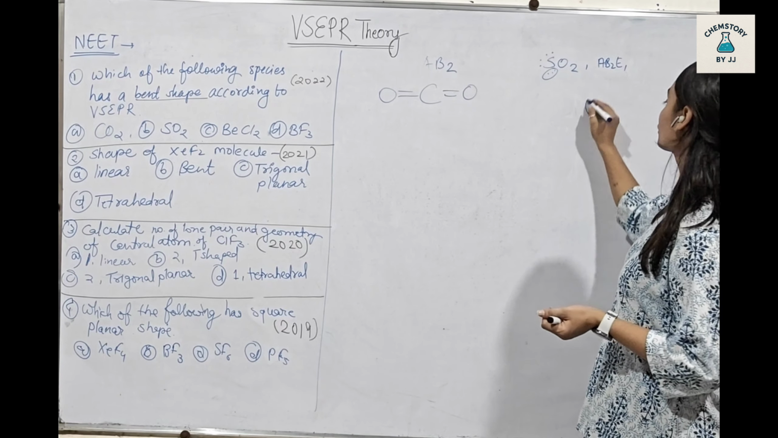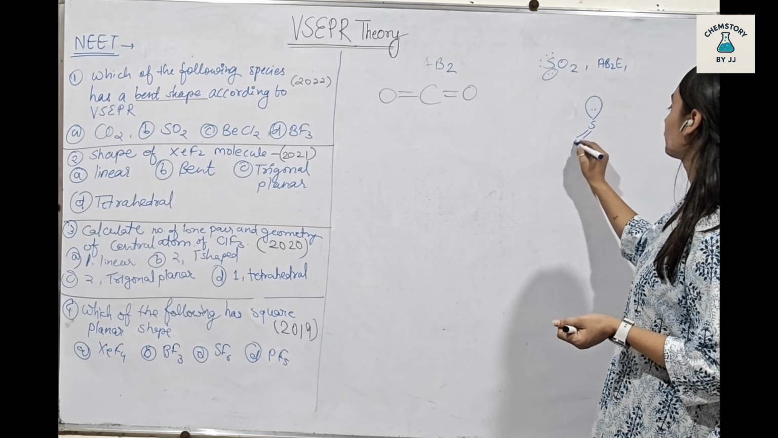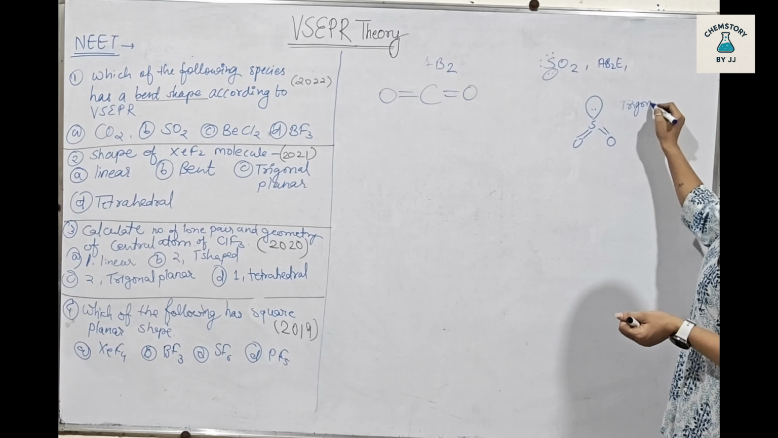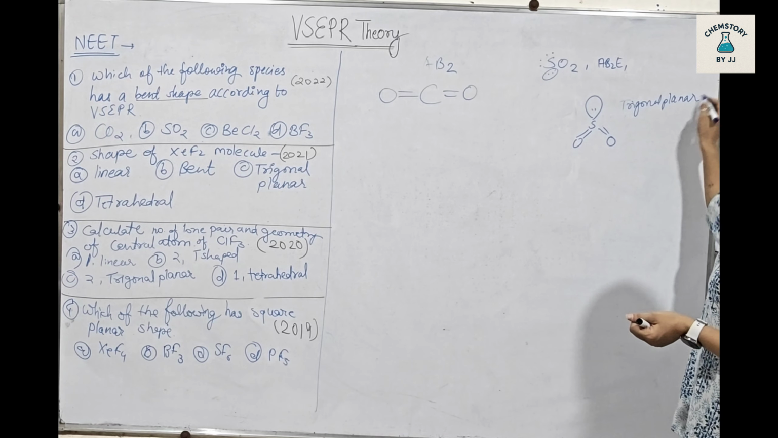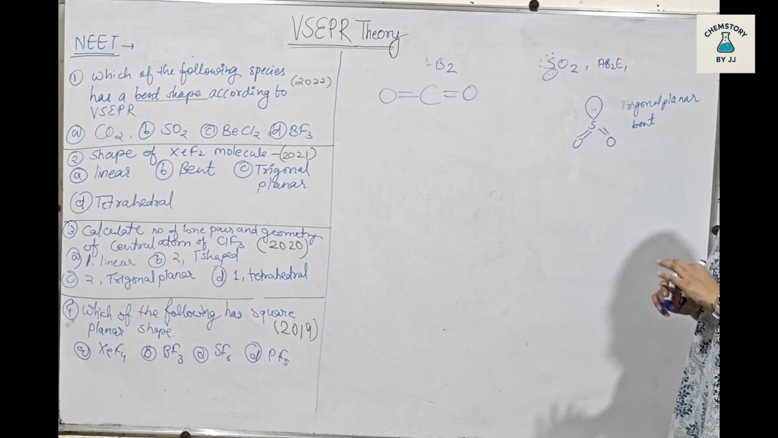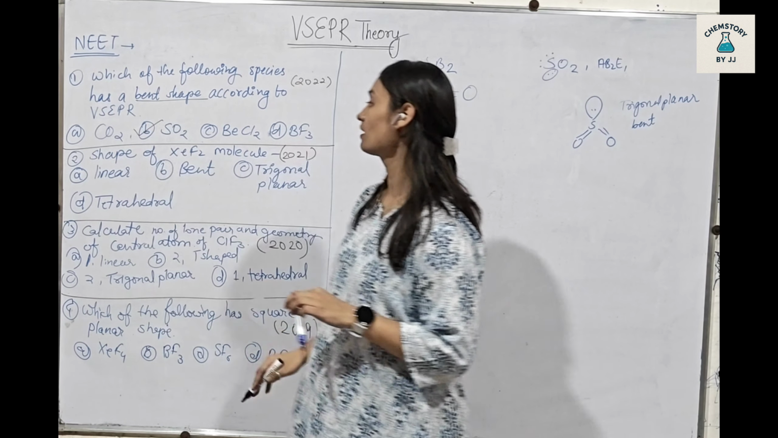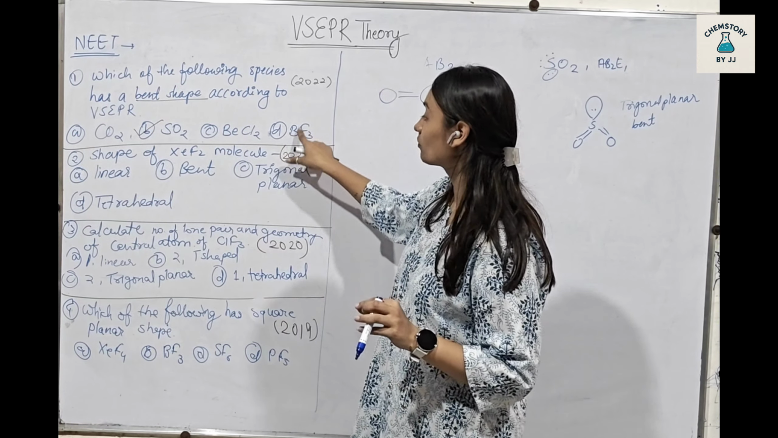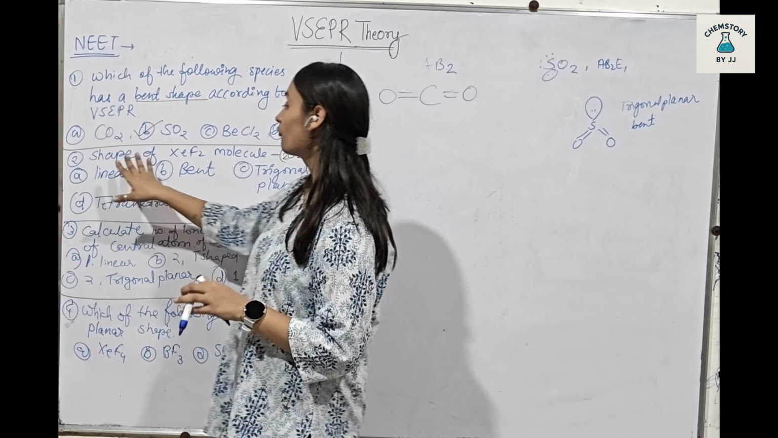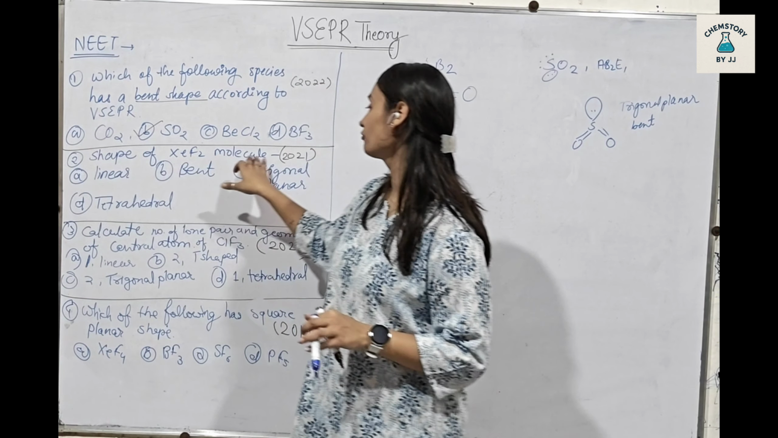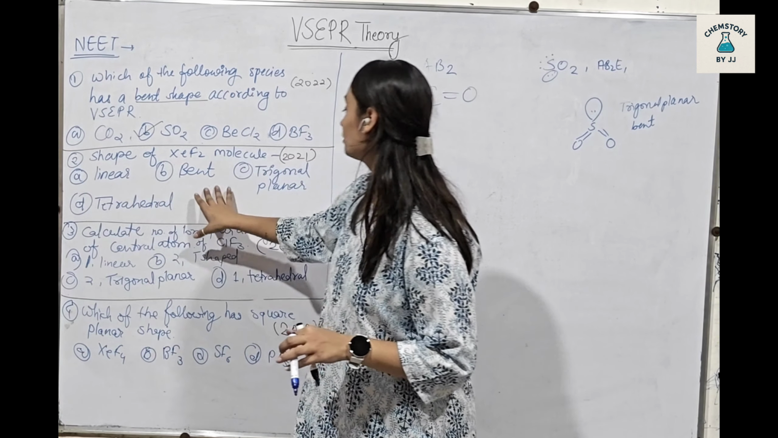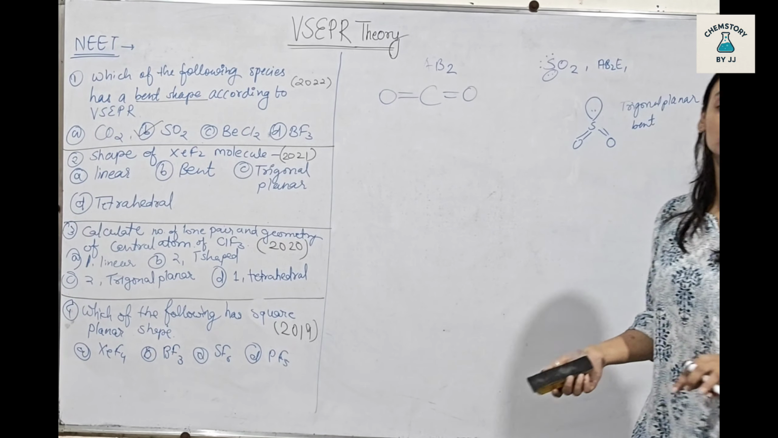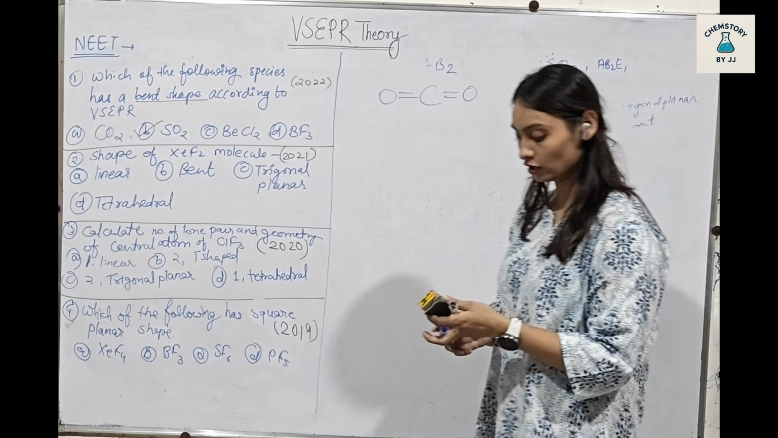AB2E1. So the shape of SO2 is S double bonded with O like this, right? The geometry is trigonal planar, but the shape is bent, right? Which we have solved already. So that's the correct answer. For BeCl2 it is linear and for BF3 it is trigonal planar with zero lone pairs, right? Now for the next question: the shape of XeF2 molecule, which is linear, bent, trigonal planar or tetrahedral. See, they are asking for the shape, not the geometry, right? So what we are going to do, we are going to solve it for XeF2.